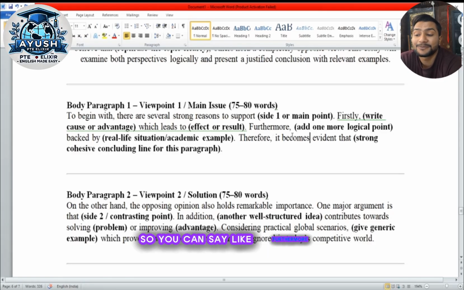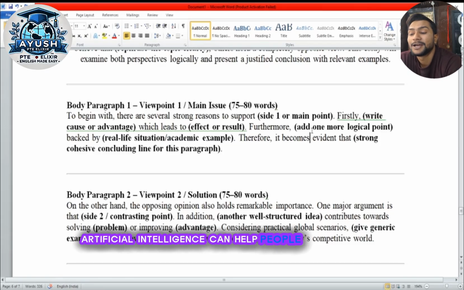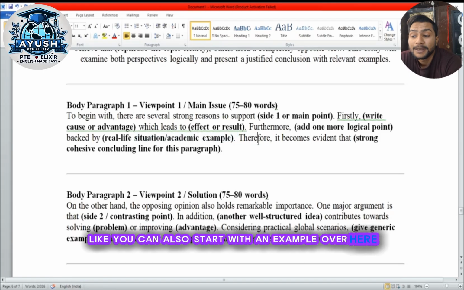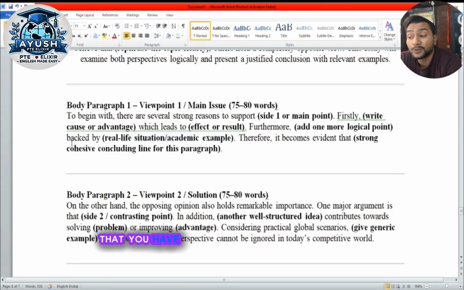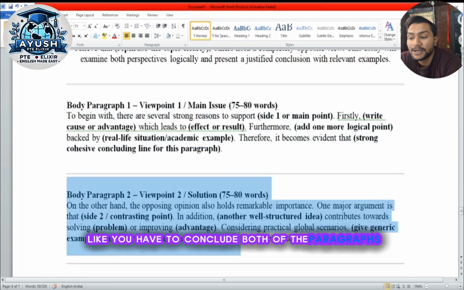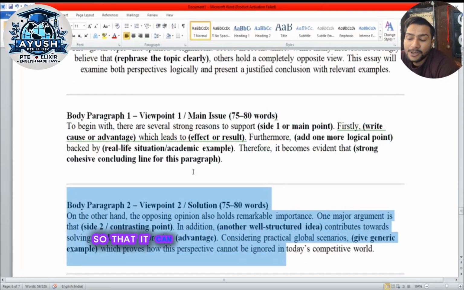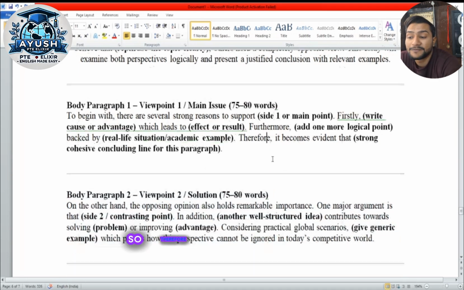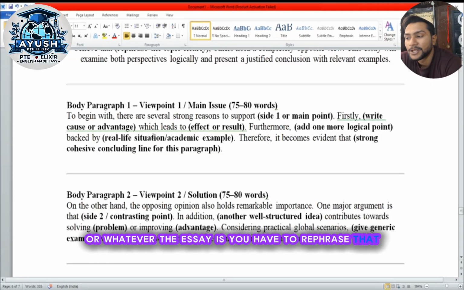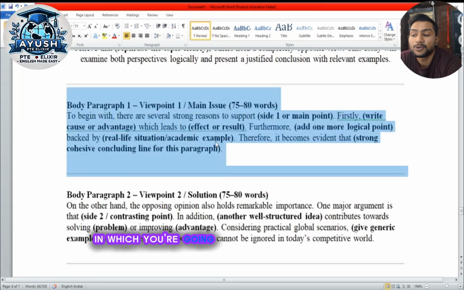So you can say, furthermore, artificial intelligence can help people do their tasks easily. For an example, you can also start with an example over here, and therefore it becomes evident that you have to add a cohesive conclusion for this paragraph. You have to conclude each and every paragraph, so that it looks like it has been completed. So therefore it becomes evident that artificial intelligence is helping humans in many ways, or whatever the essay is, you have to rephrase that. So that is your body paragraph 1, in which you give that positive point that is strongly affirmed by you, that you think is the best one for this, right?